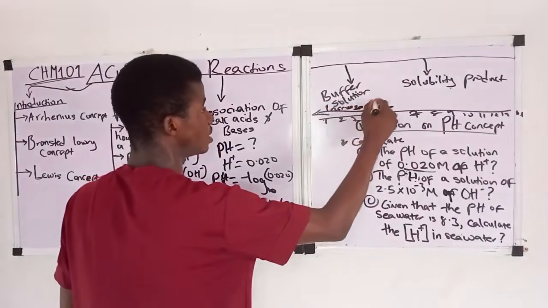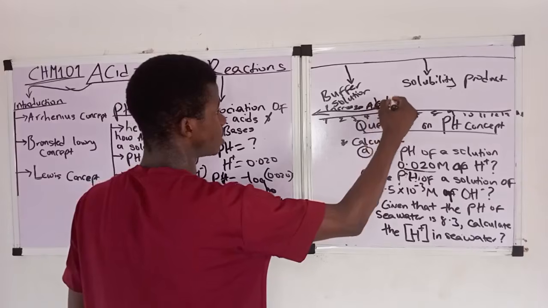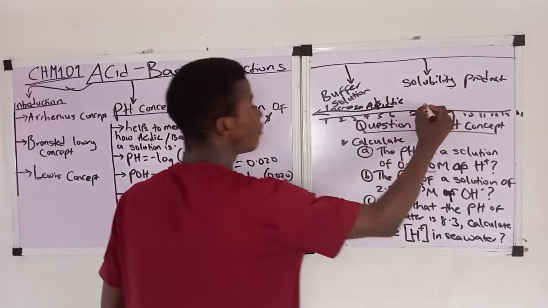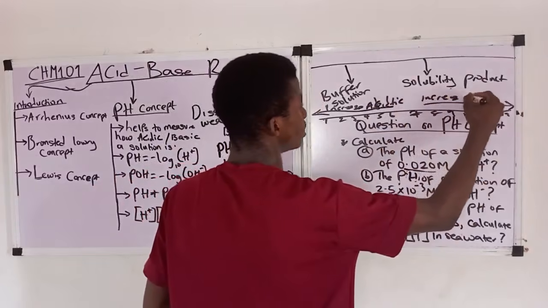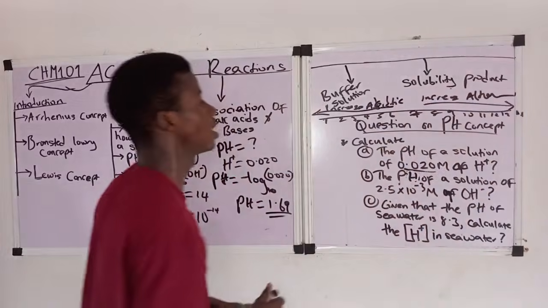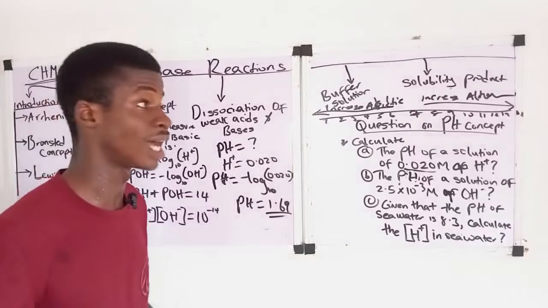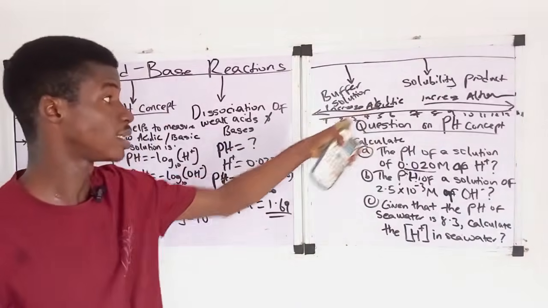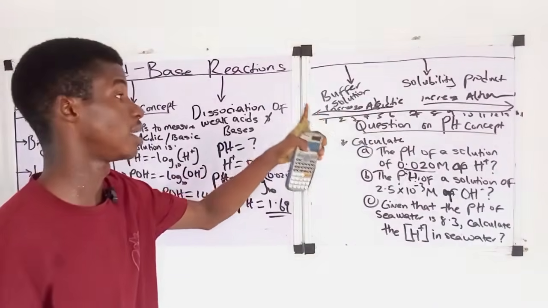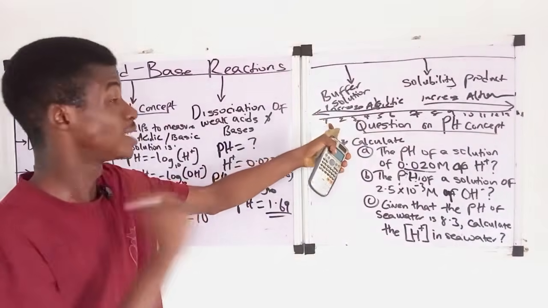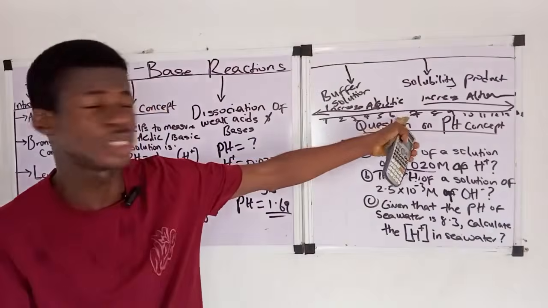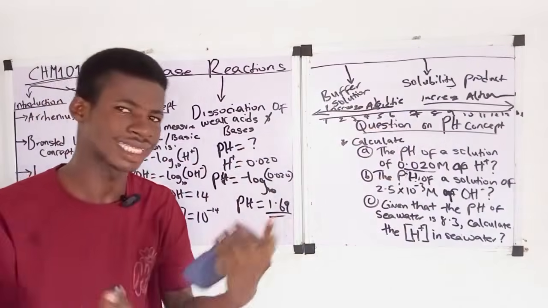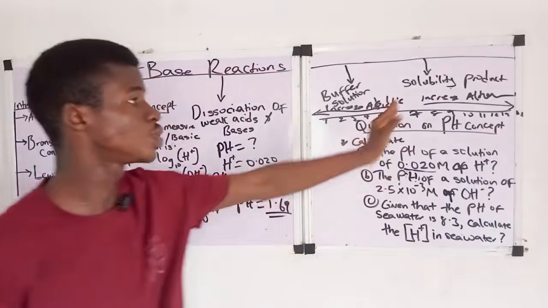Increase acidity. Right from here is increase alkalinity. So that's to tell you that the substance that has a pH of 1 is very acidic, while the substance that has a pH of 6 or 5 is not that acidic. Same goes for this side.